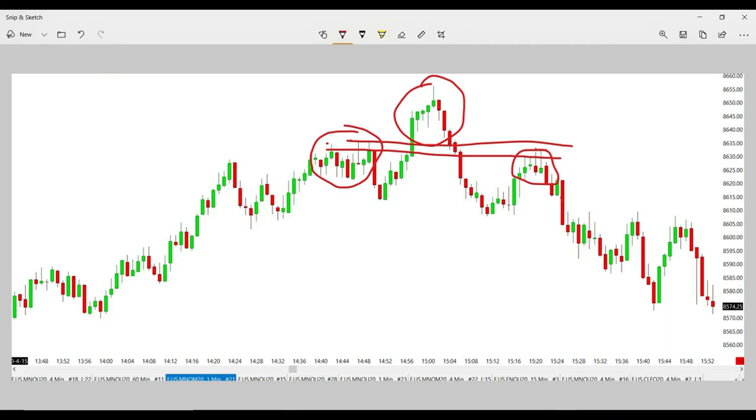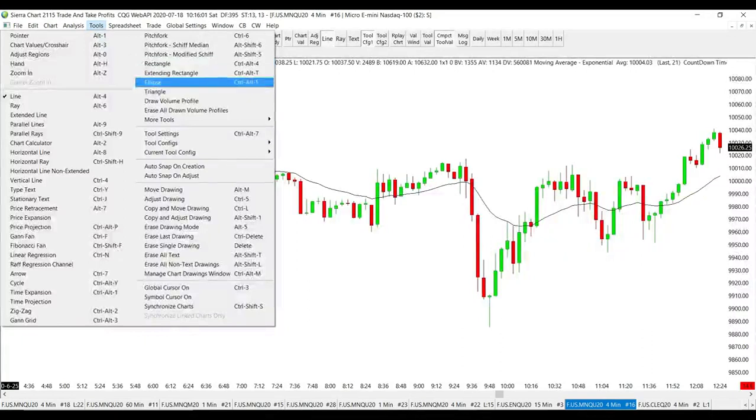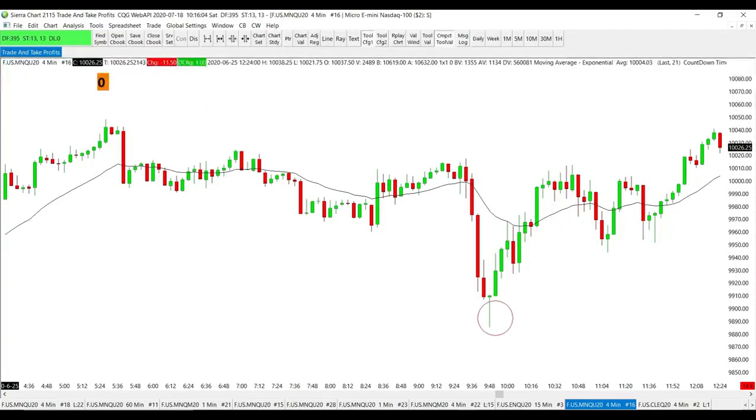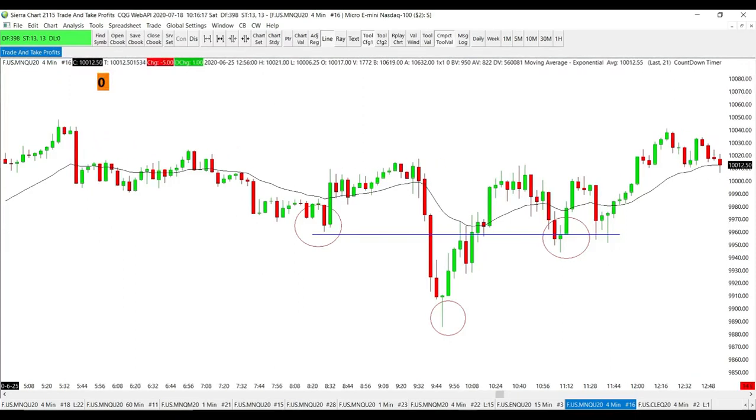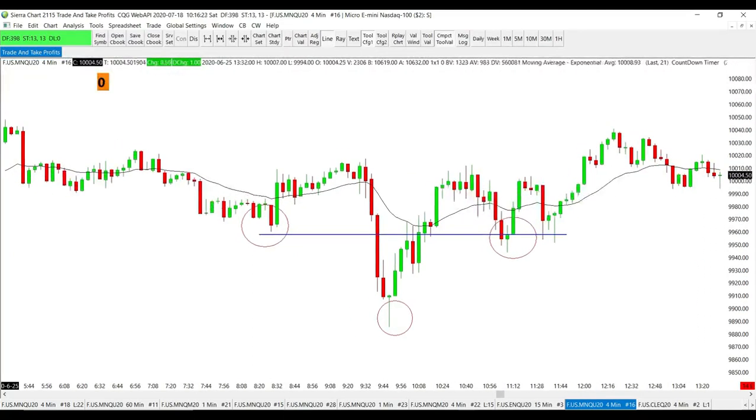Let me show you guys some examples of an inverse head and shoulders. So this is an inverse head and shoulders. We have the head right here, a left shoulder right here, and a right shoulder right here. A lot of times when price comes back to the left shoulder, you will see it bounce off this right here and it creates support. So when you see this type of pattern, expect the market to either reverse or at least bounce off these areas right here.